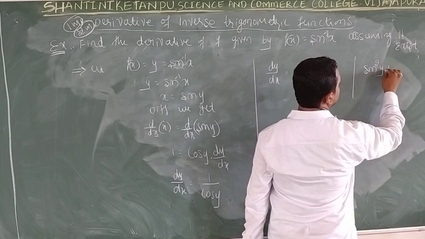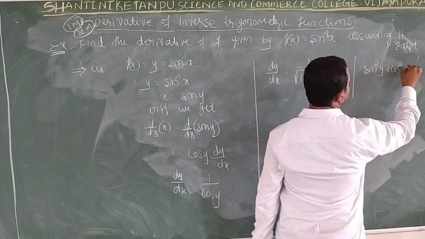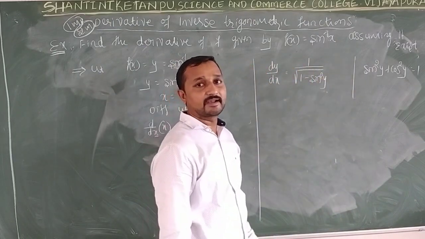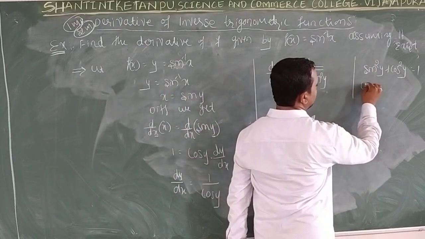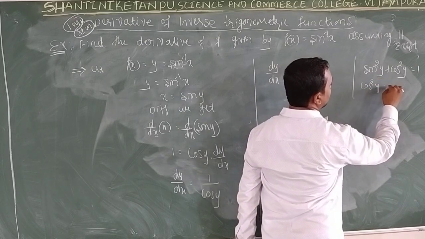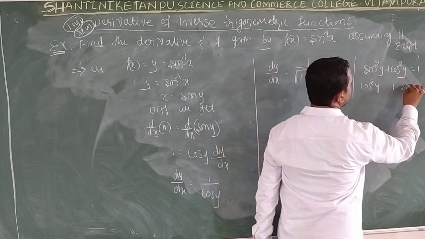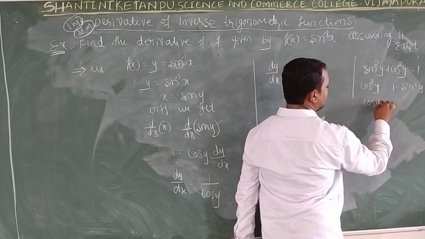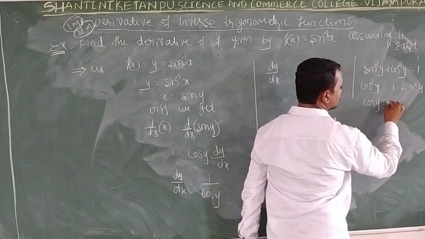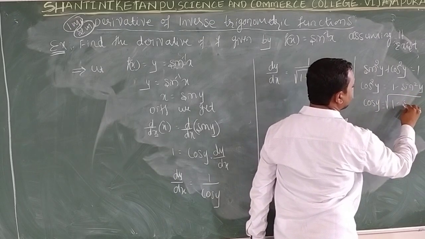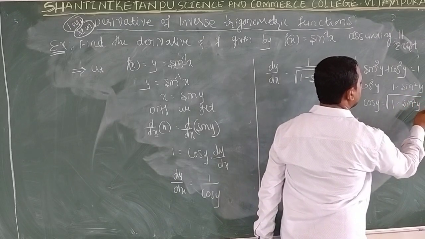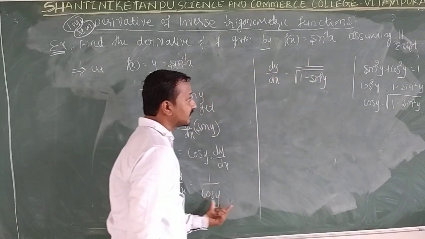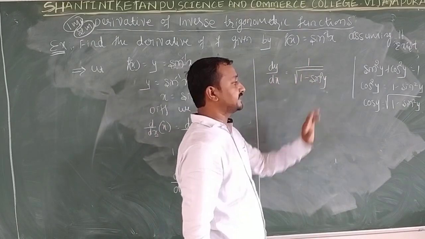Sin square y plus cos square y equal to 1. This is one standard trigonometric relation. Then what is cos square y? Cos square y equal to 1 minus sin square y. Or else, cos y equal to under root of 1 minus sin square y. Is that clear? So cos y can be written as root of 1 minus sin square y.